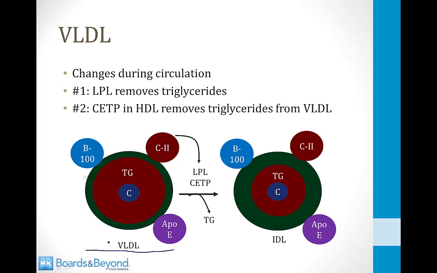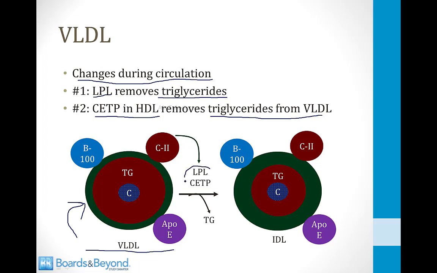I've shown that in this picture on the screen. There's lots of red inside this molecule to indicate the large amount of triglycerides in VLDL initially. However, the content of the VLDL particles changes during circulation. VLDL particles will encounter lipoprotein lipase just like chylomicrons encountered lipoprotein lipase, and that enzyme will remove some of the triglycerides. In addition, as we talked about before, the CETP protein in HDL will remove triglycerides from VLDL in exchange for cholesterol esters. So I've shown that process here.